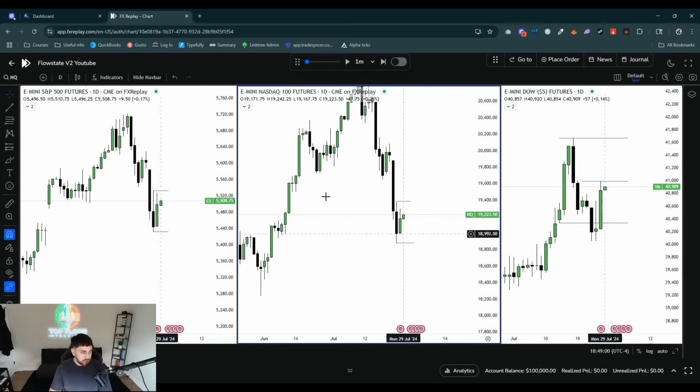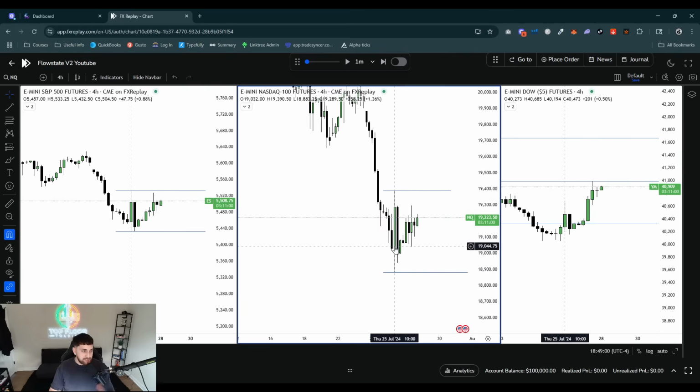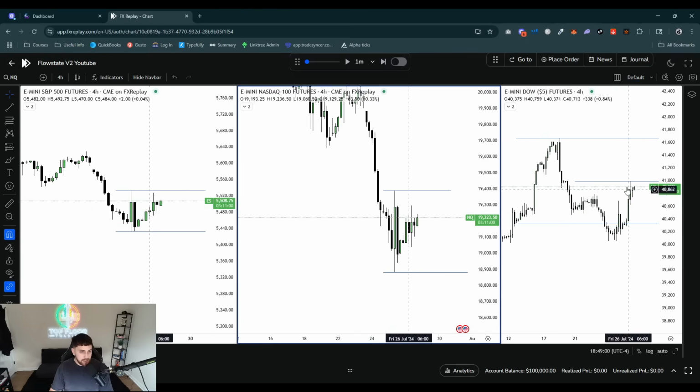Find a range. Find manipulation. Find SMT to confirm it. Then go to the lower time frames. Look for your change in the state on the aligned lower time frame to whatever higher time frame range you have. 4 hour, again, same range. 10 a.m. range right here on ES and Q. Not so much on YM. YM is just way more bullish.